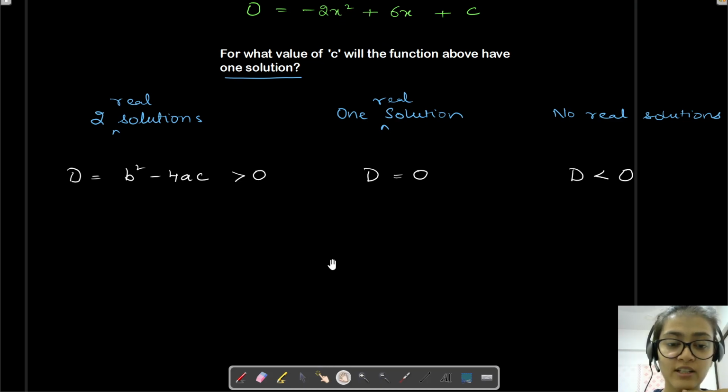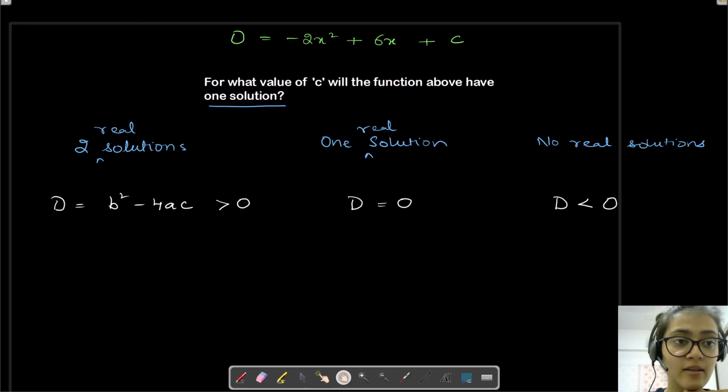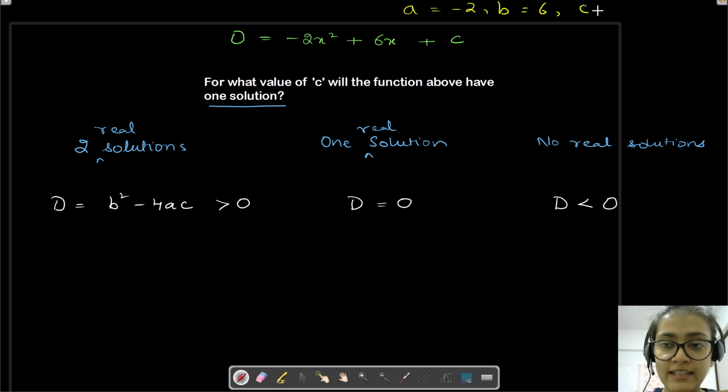So first let's write down the values of a, b and c. Here my a is equal to -2, b is equal to 6, and c is just c. So now let's find out what b squared minus 4ac is.